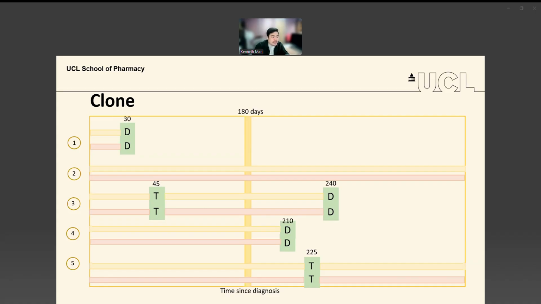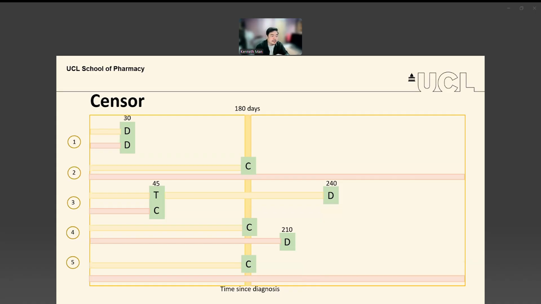After I have cloned them, I'm going to censor them according to the assigned treatment strategies. Patient number 1 died at day 30, before receiving anything and before passing the 180-day treatment window. So nothing happened to them. Both copies of patient number 1 died at day 30, and we keep it as it is.